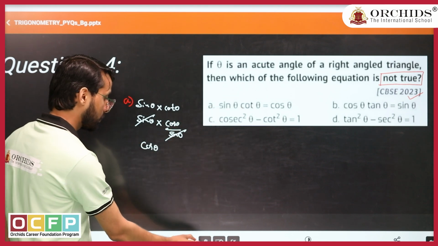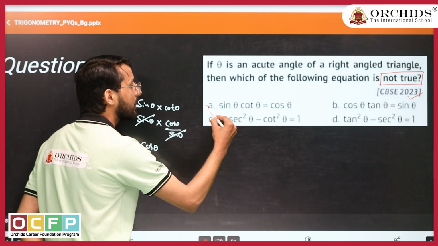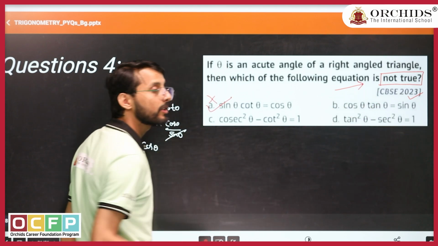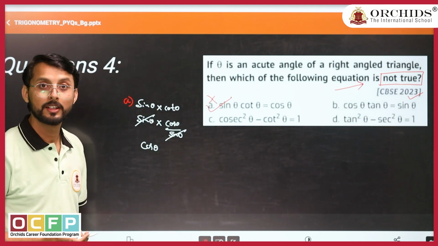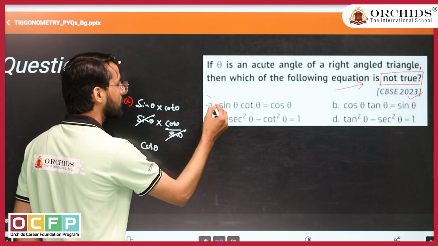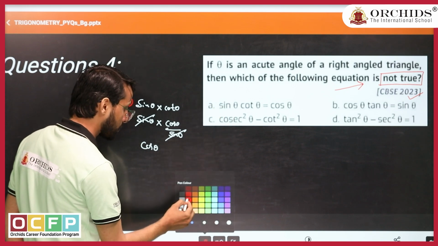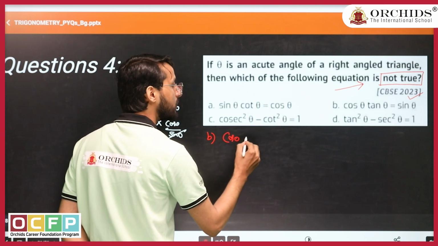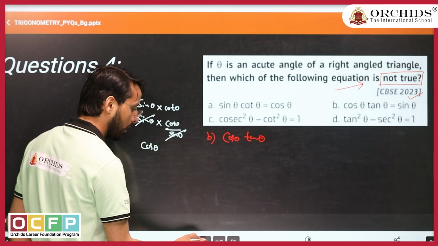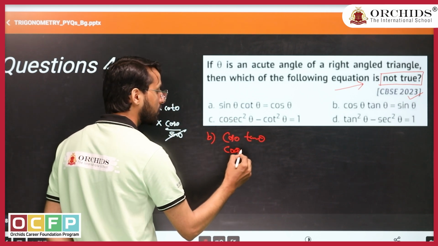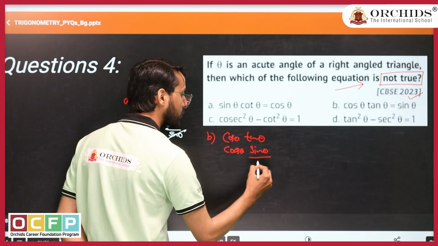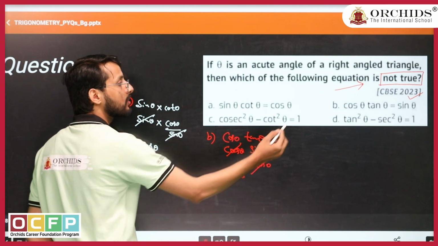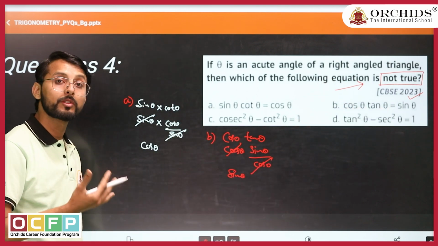And what a student will do, the mistake part, they will directly take this, and this will be the wrong answer according to the given question, because they want the not true part. So whichever part is true, we should not consider. Same way, for B, they have written cos theta into tan theta. I can replace tan theta as sin theta by cos theta. If you cancel, remaining is sin theta, which is also equal to the B part. It means B is also a true statement.